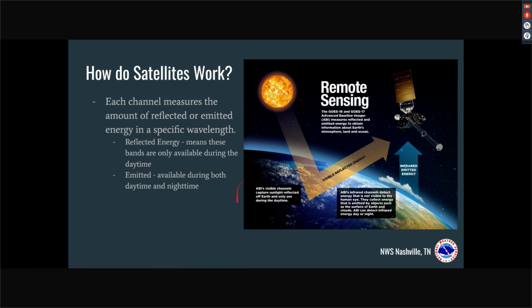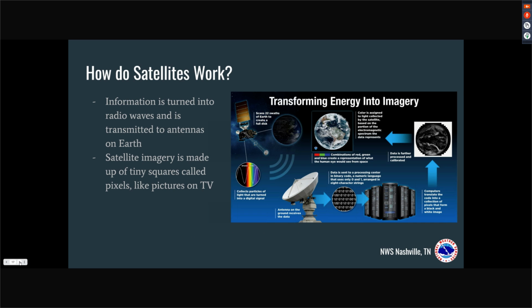So like I said, the visible channels are the sunlight reflected off the Earth, and we can only see in the daytime, whereas our infrared channels we're able to see both at daytime and during the night. So how do we get this energy to Earth? I want you guys to notice we have a pretty picture here with a bunch of different colors, but then our image over here is black and white. And actually all of our images that come from the GOES satellite are black and white. So anything you see later that has color, that color has been added after the fact.